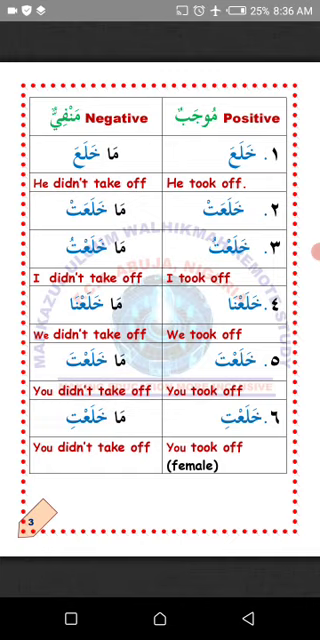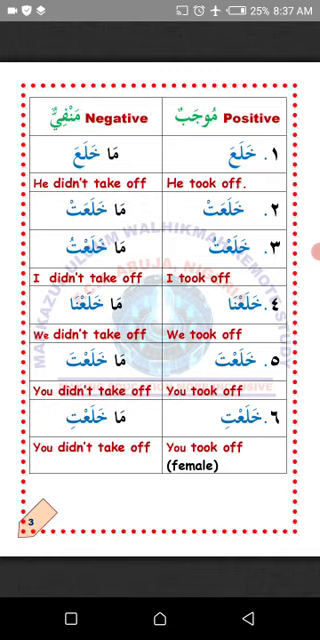Number two. Khala'at, she took off. Ma khala'at, she didn't take off. Number three. Khala'tu, I took off. Ma khala'tu, I didn't take off. Number four. Khala'na, we took off. Ma khala'na, we didn't take off. Number five. Khala'ta, you took off. Ma khala'ta, you didn't take off.